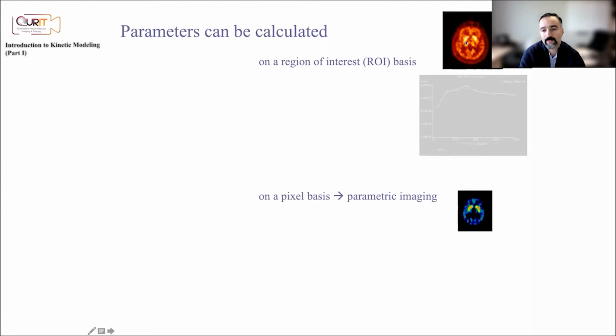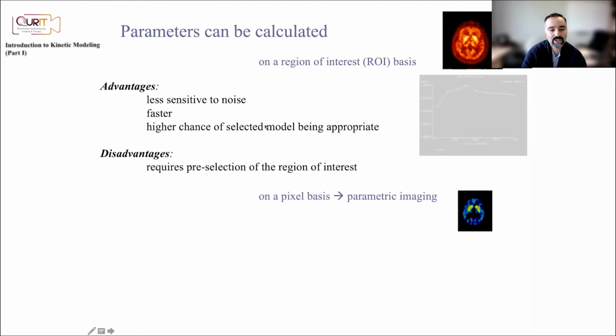Here you would only be getting kinetic parameters for a certain region of interest, whereas here you are estimating them for every single voxel. There are pros and cons to this. The advantage of the region-based approach is that it's less sensitive to noise because you're averaging across a region of interest before you do kinetic parameter estimation. You have more control over it. The disadvantage is that you're pre-selecting.